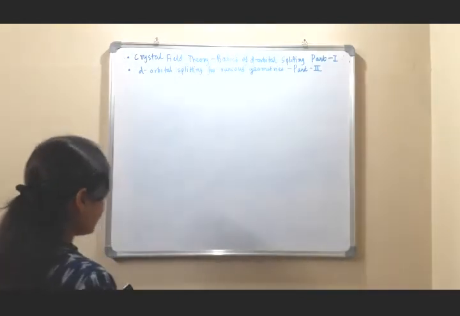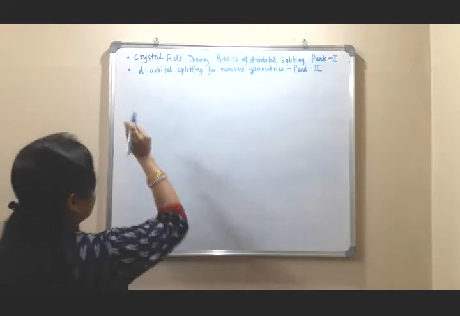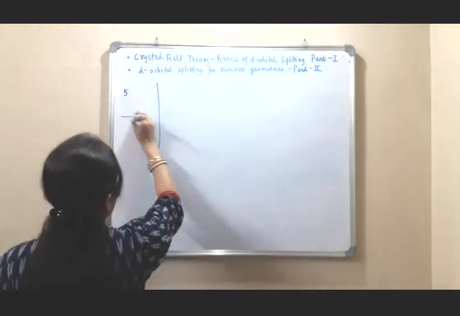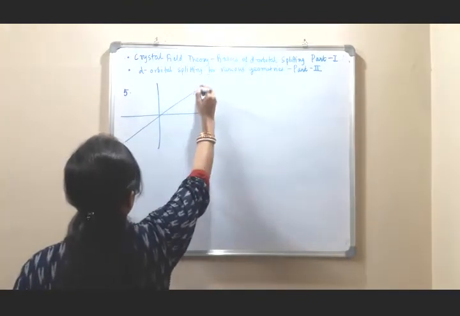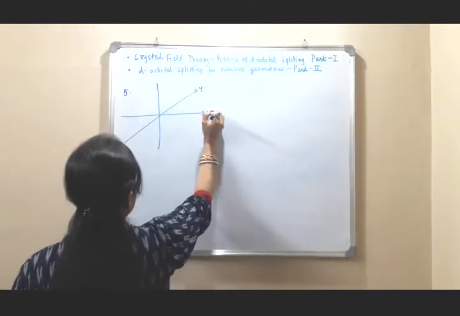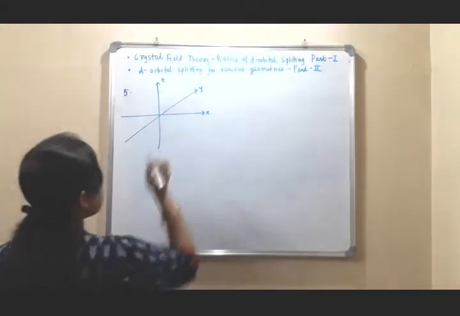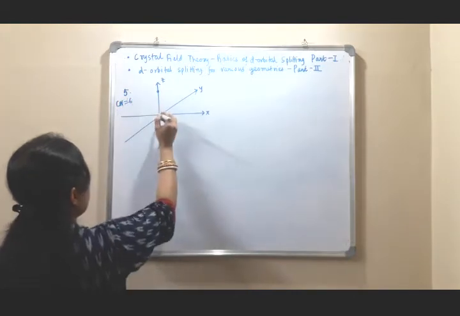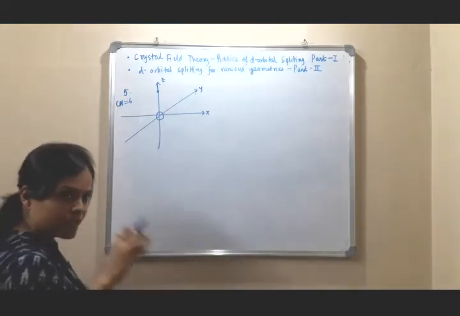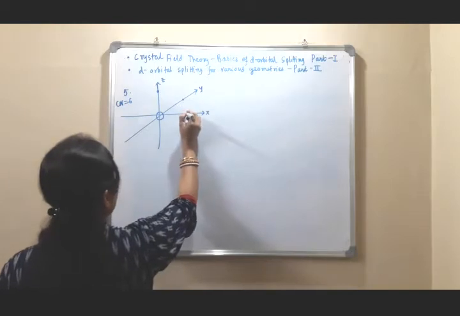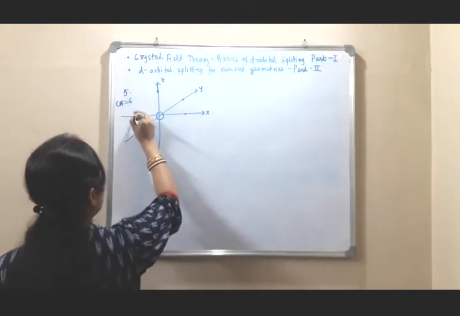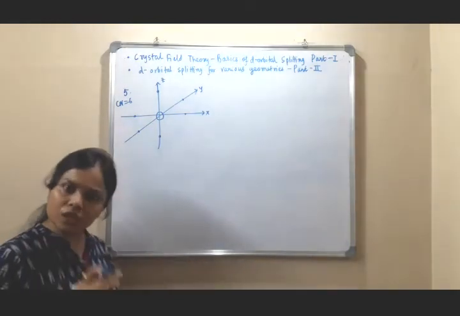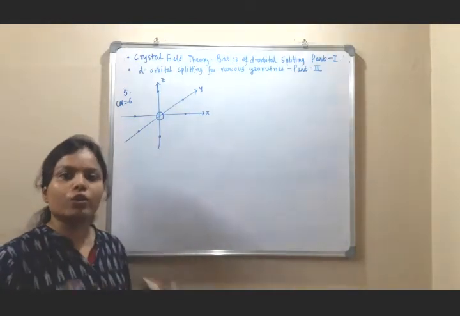Now see. In an octahedral field, that means this is my field. I can consider this as the x, y and z axis. I know that the coordination number of the metal is 6. I am considering the metal at the center and the 6 ligands are approaching the metal. See, these dots represent the ligands. These 6 ligands are approaching the metal all along the coordinate axis.